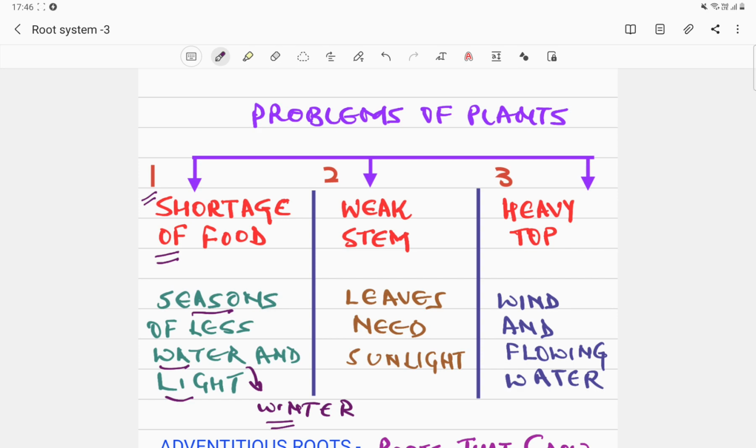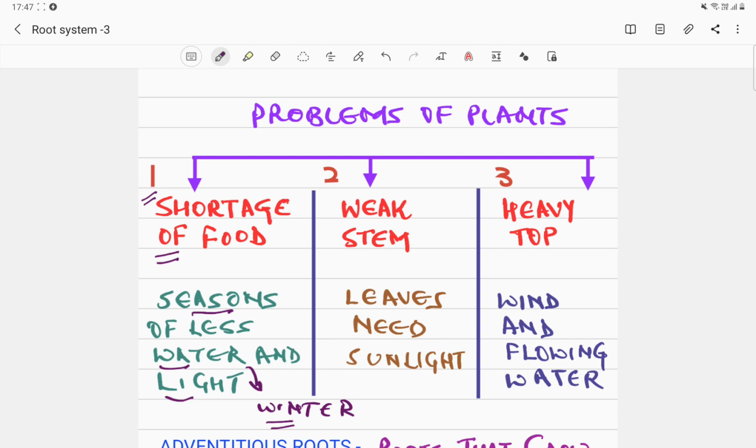The third problem faced by plants is that some plants are really tall and some plants are very heavy on the top. We will look at these plants also. And if a plant is very heavy on the top, it can fall to the ground, right? Think about yourself. Now you've got two legs, but what if I make your head the size of a big room? If your head is like a big room and you've got those two legs that you have now, your head becomes too heavy and you will fall sideways. Some plants suffer from such a problem.